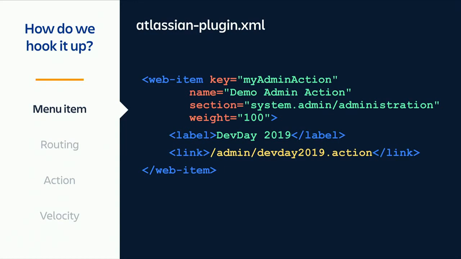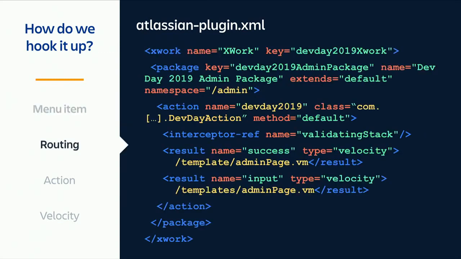And all of these snippets are in your Atlassian plugin.xml. If you've, in fact, done P2 plugins before, you're probably familiar with this. So this creates a menu item that redirects people to the URL admin/devday2019.action. Next, we need xwork, or a different routing mechanism on a different product other than Confluence.